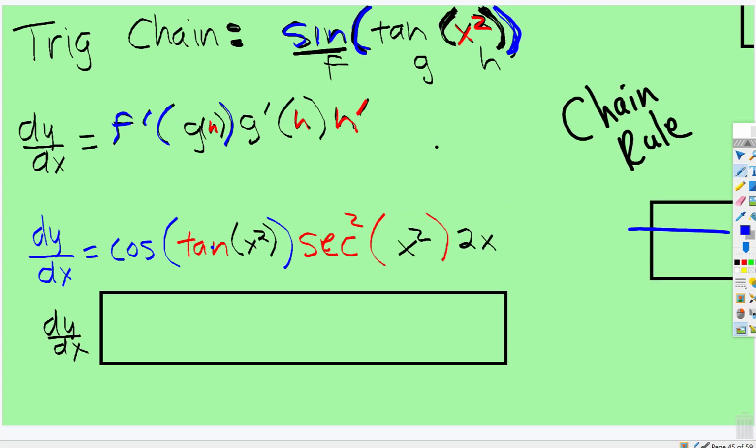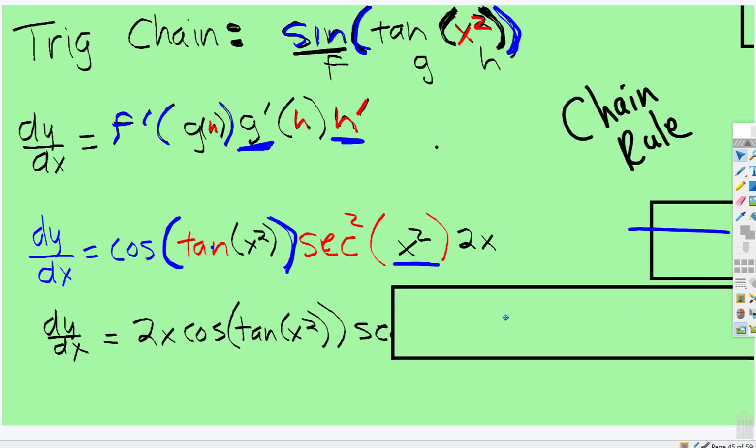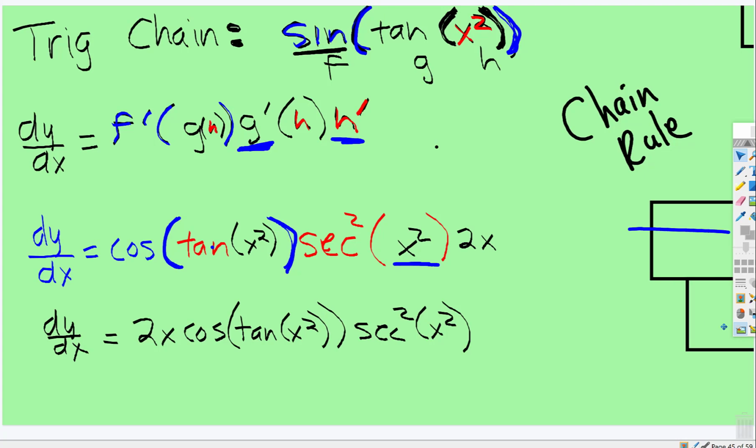The derivative of sine is cosine, and you leave all that stuff intact. Then you take the derivative of tangent, which is secant squared, leaving the x squared intact. And then finally, you take the derivative of h, which is x squared, and then you simplify. The 2x will be brought in front, and then you have it just like that.